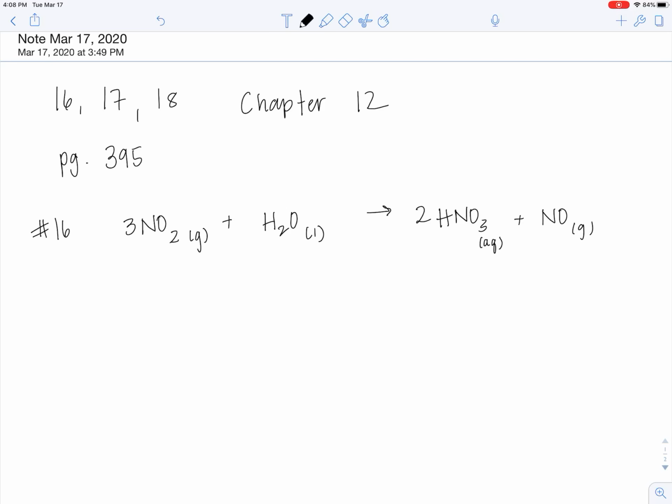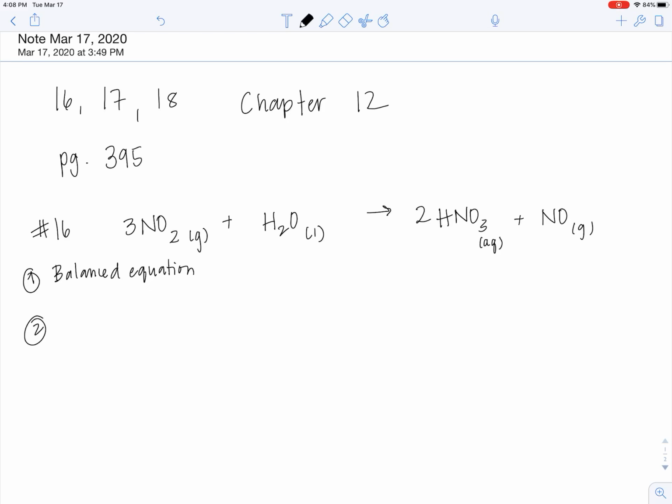So this first problem is question 16 from page 395. And the question says, how many grams of nitrogen dioxide must react with water to produce 5 times 10 to the 22nd molecules of nitrogen monoxide? So the first thing that we have here is a balanced equation, which is our first step. It's already done for us, the balanced equation.